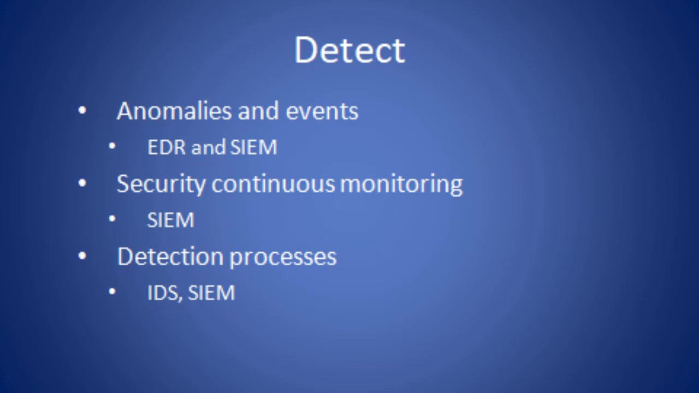Detection is the stage wherein the anomalies, events, and incidents are detected. These can be detected from the technology point of view by various tools like EDR and SIEM. Security monitoring tools like SIEM help in centralized monitoring of all the events and offenses in an organization. IDS and EDR are helpful in finding out if there is any attack or any anomaly from the normal operations point of view.